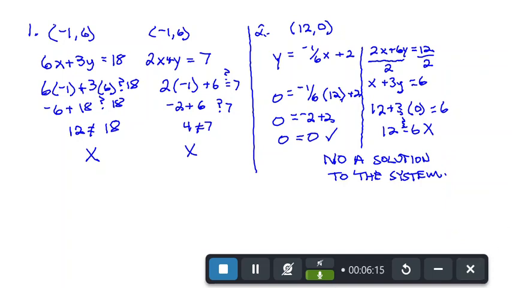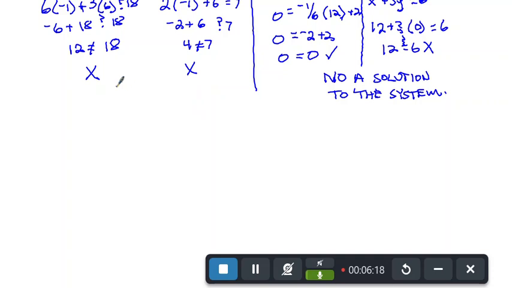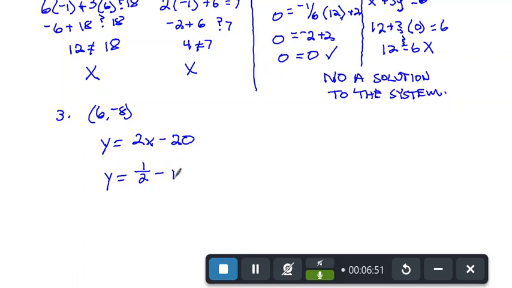Okay, and going on to 3. So here, in 3, we are given the point 6, negative 8, and you have y equals 2x minus 20, and you also have y equals 1/2 x minus 11. So plugging 6 in for x and negative 8 in for y. Let's do this.